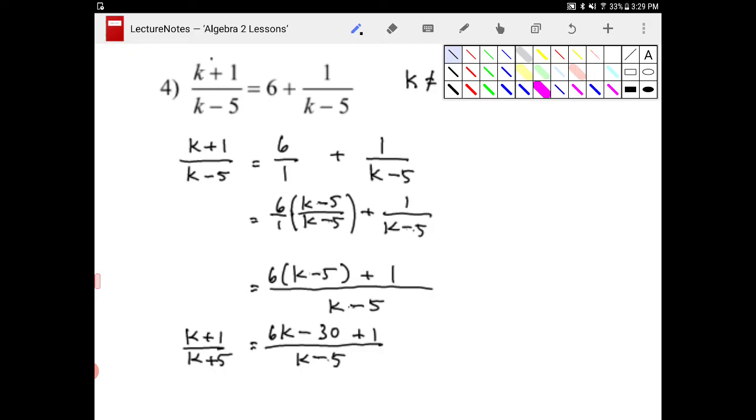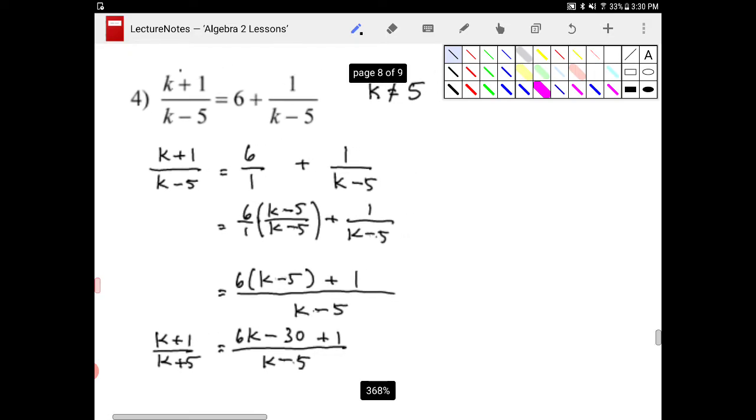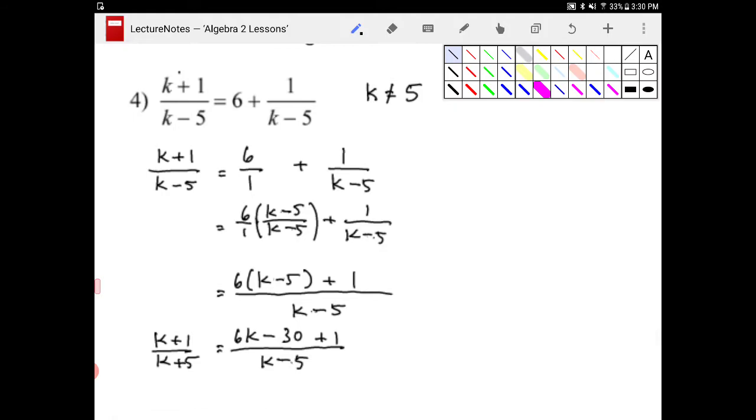Okay, so I end up with this last step over here, and if I have the same thing on either side of the equation, it can be dropped. If I multiply both sides by k plus 5, the k plus 5 will be canceled. So I'm left with k plus 1 is equal to 6k minus 29.